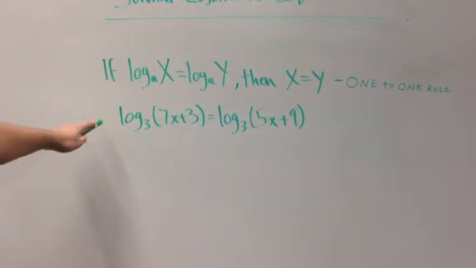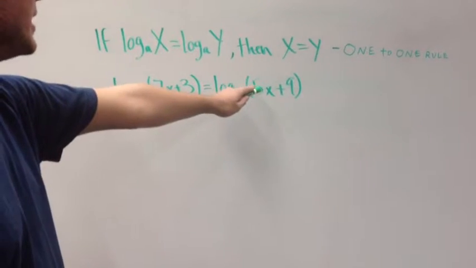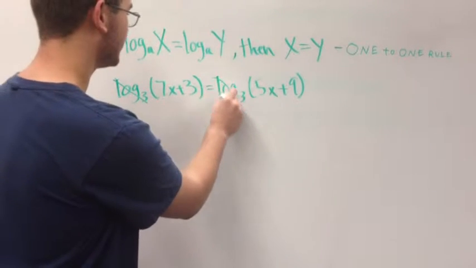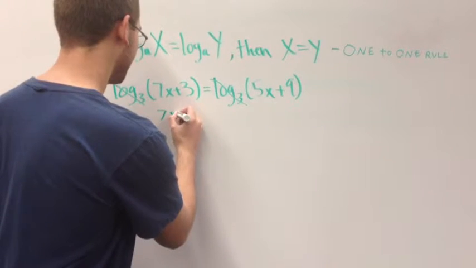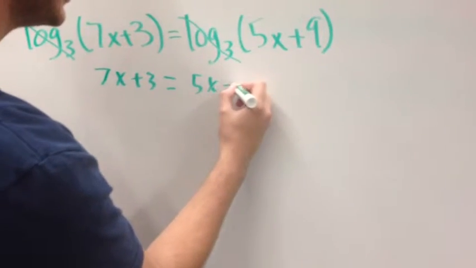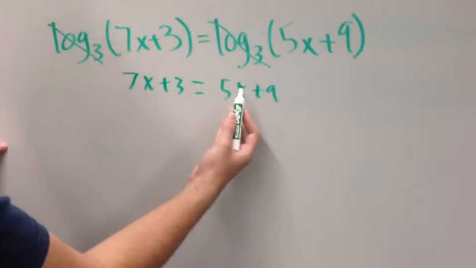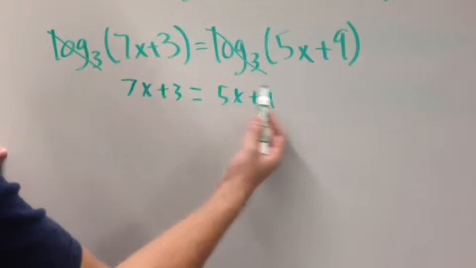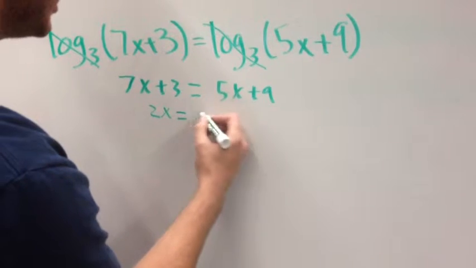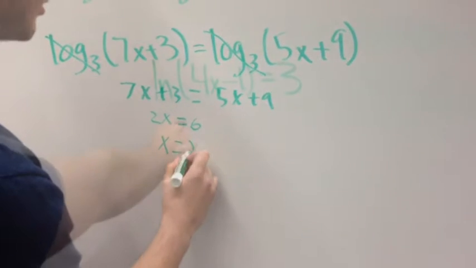A good example for this rule would be log base 3 of 7x plus 3 equals log base 3 of 5x plus 9. You can cancel out the log base 3 on both sides. You're left with 7x plus 3 equals 5x plus 9. You take 5x away from both sides, and you take 3 away from both sides, and you're left with 2x equals 6. Divide that by 2, x equals 3.